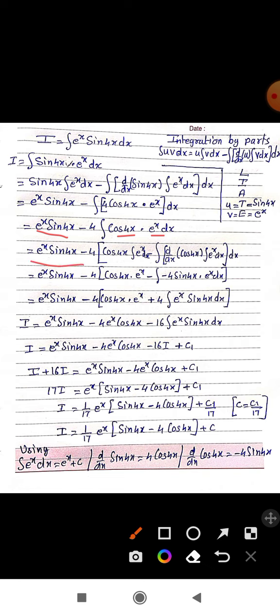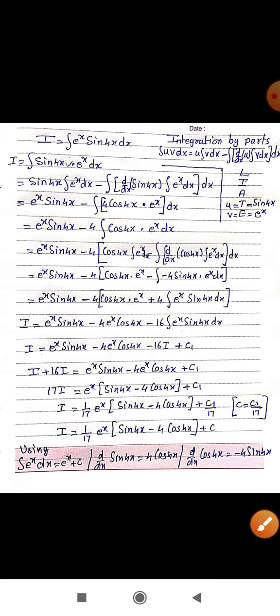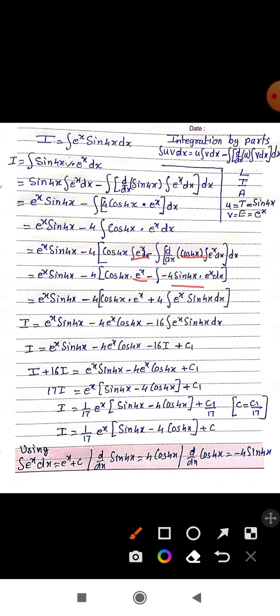that is e raised to x sin 4x minus 4 cos 4x integration of e raised to x dx minus integration d by dx of cos 4x and again integration of e raised to x dx. Now e raised to x integration is e raised to x, derivative of cos 4x is minus 4 sin 4x and integration of e raised to x is e raised to x.